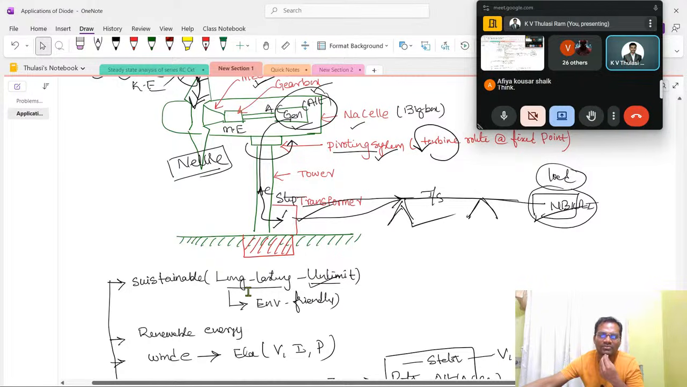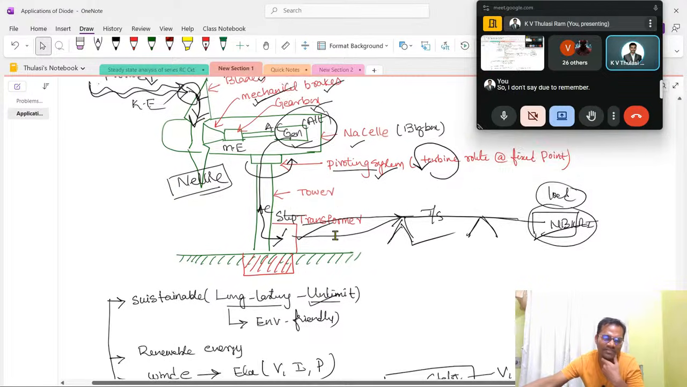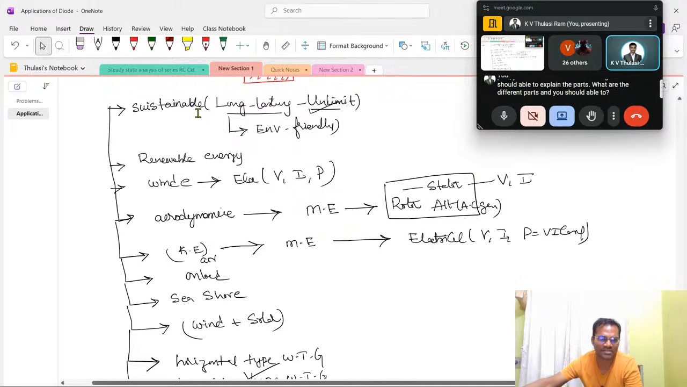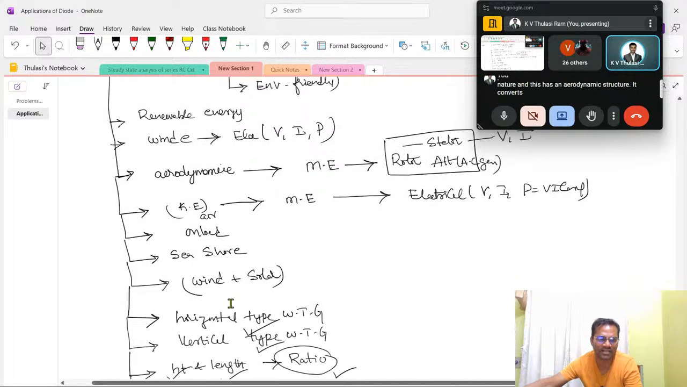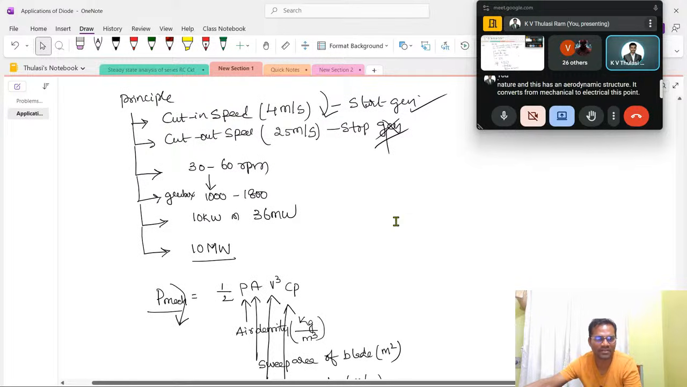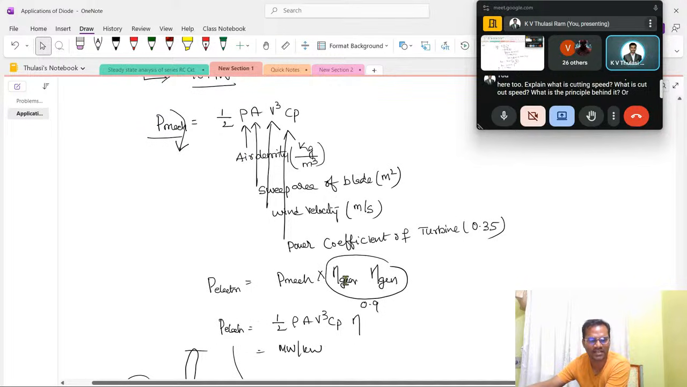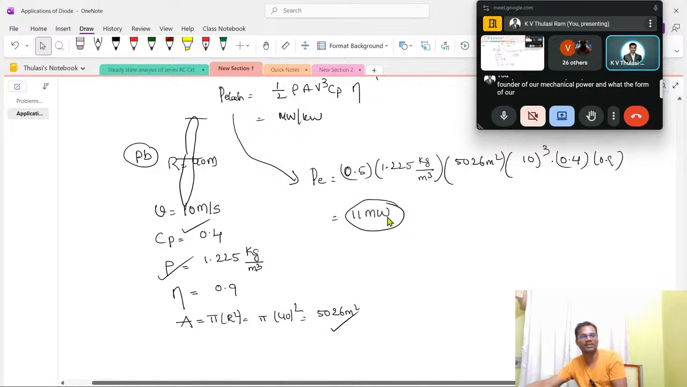I don't say you have to remember all the things. If the examiner asks you to explain about the wind turbine plant, you should be able to draw this diagram and explain the different parts. This is sustainable, this is renewable in nature, and this has an aerodynamic structure. It converts mechanical to electrical. These points you have to explain. What is cut-in speed? What is cut-out speed? What is the principle behind it? What is the formula for mechanical power? And what is the formula for electrical power? You should be able to explain. Hope you got clarity.